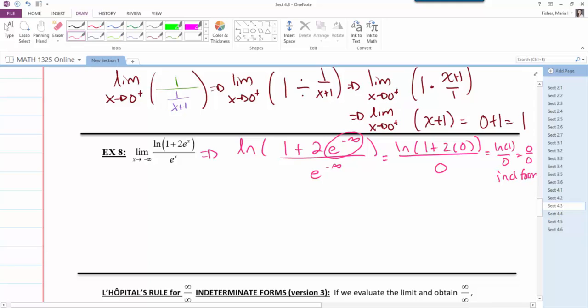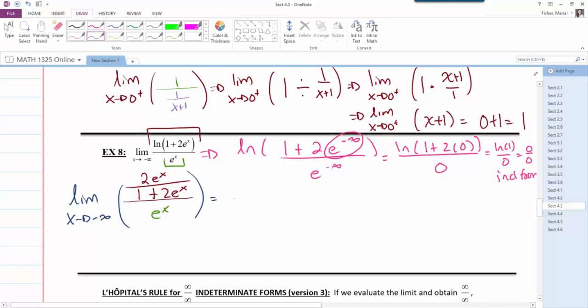So I know that I can use L'Hopital's rule. You have to be in indeterminate form in order to use L'Hopital's rule. So let's go ahead and use L'Hopital's rule now. L'Hopital says what we can do is take the derivative of the numerator. Well, what's the derivative of the natural log of 1 plus 2 e to the x? Well, it's going to be whatever the derivative of 1 plus 2 e to the x is. Well, the derivative of 1 plus 2 e to the x is just going to be 2 e to the x, all over the function 1 plus 2 e to the x, divided by the derivative of e to the x. Well, the derivative of e to the x is e to the x.